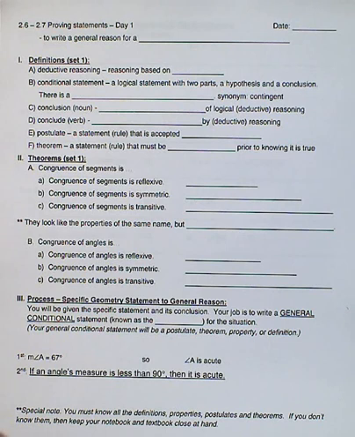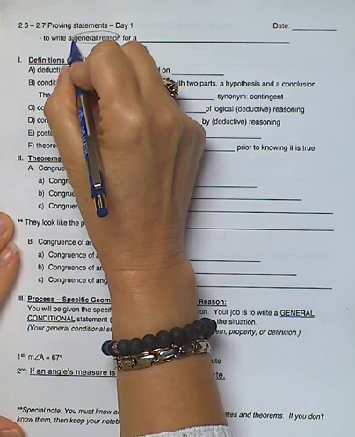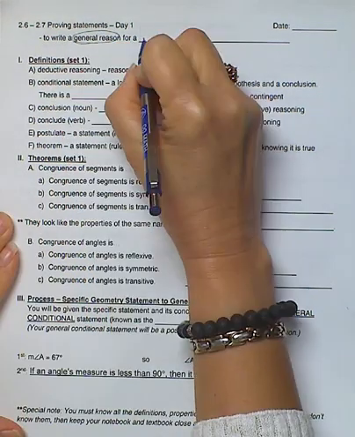So it's 2.6 through 2.7, proving statements, day 1. And our objective is to write a general reason for a specific example. So our goal is to write a general reason. We're going to be given a specific example.